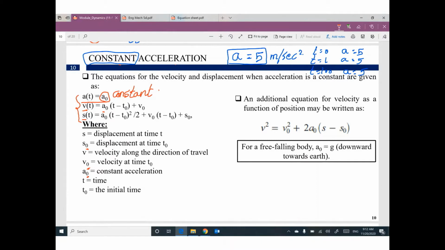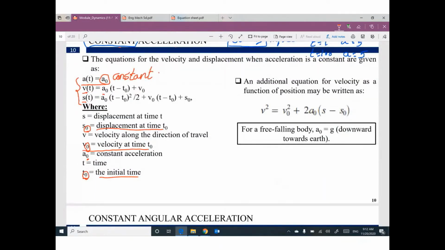Any term with naught means initial value. S naught, initial displacement at the initial time. V naught, initial velocity at initial time. T naught, initial time. So any term with naught means at the initial condition. S, final displacement. V, final velocity. A naught or A, all of them equal a constant number. We don't have an initial or final value of acceleration because both of them must be one number, because we are talking about constant acceleration.